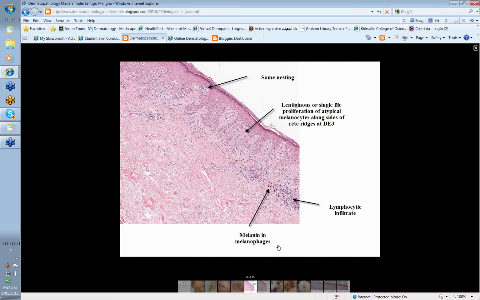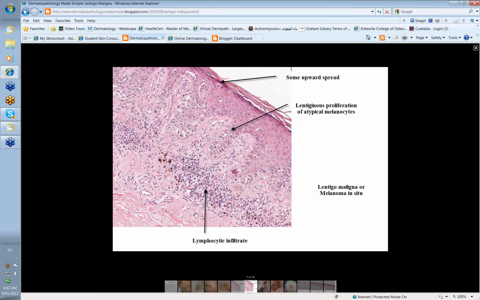Time for some histopathology. In this particular case, you've still got quite an intact epidermis here. It's not really all that thin. What you do have, though, is a lentiginous proliferation of atypical melanocytes along the sides of the rete ridges that are here. There is a bit of melanin here in melanophages in the dermis, and there's a bit of a lymphocytic infiltrate here as well.